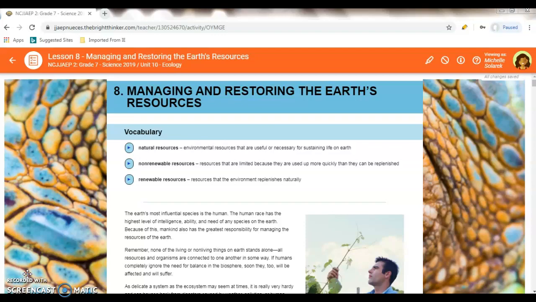Please write on the top of the page, Science, 7th grade, 10.8 for lesson 8, unit 10. And today we'll be talking about managing and restoring the Earth's resources.